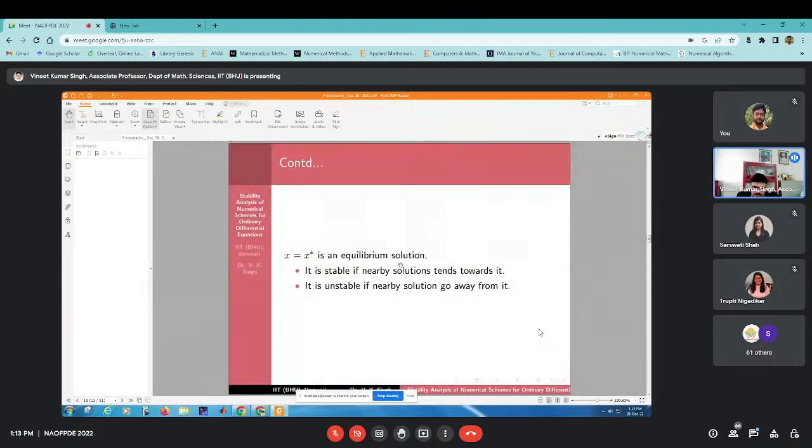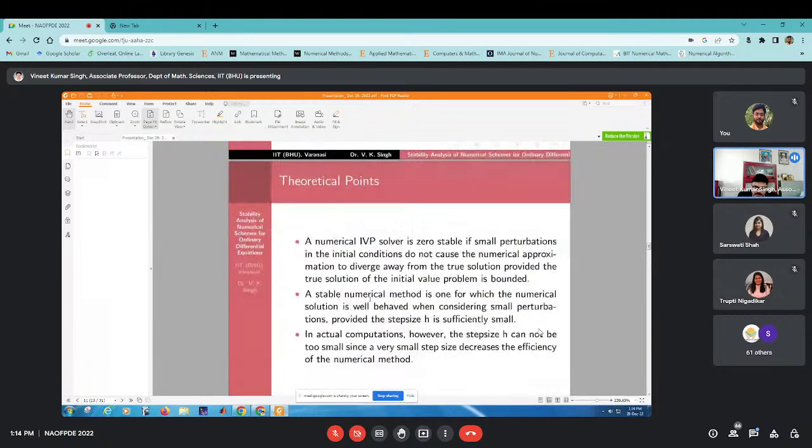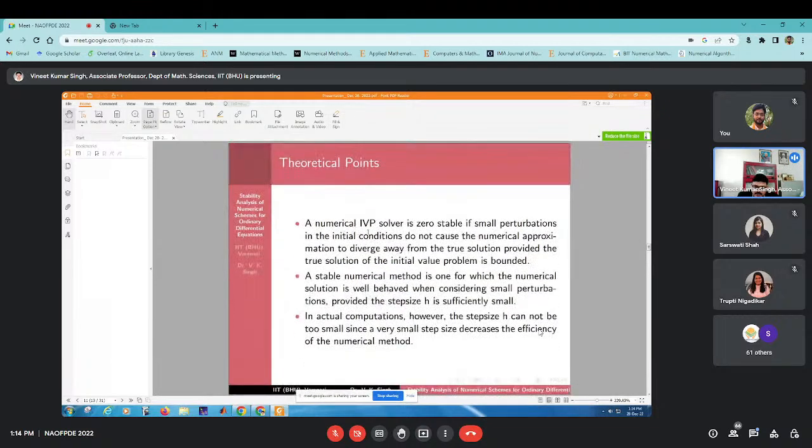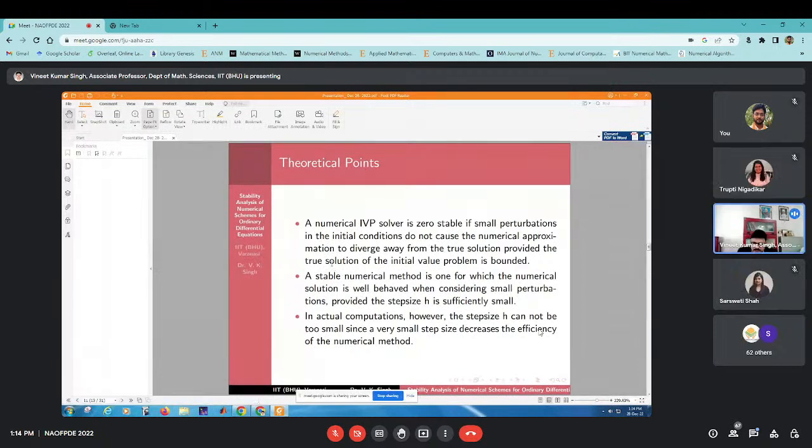So these are the equilibrium points. If the solution stays nearby this equilibrium point, it is stable, and if it is far away from the equilibrium point, then the solution is known as unstable. So what are the theoretical points we have now received? A numerical initial value problem solver is zero stable if small perturbations in the initial condition do not cause the numerical approximation to diverge away from the true solution, provided that the true solution of the initial value problem is bounded. That condition should be given.